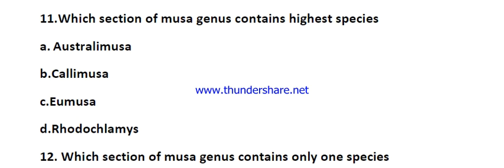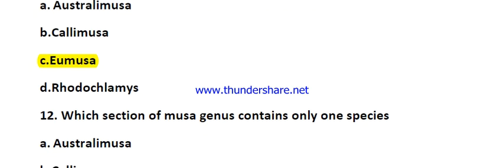Then question number 11. Which section of Musa genus contains the highest species? Options are Australimusa, Callimusa, Eumusa and Rhodochlamys. Here the right answer is Eumusa. It contains 13 to 14 species in this section of Musa genus.